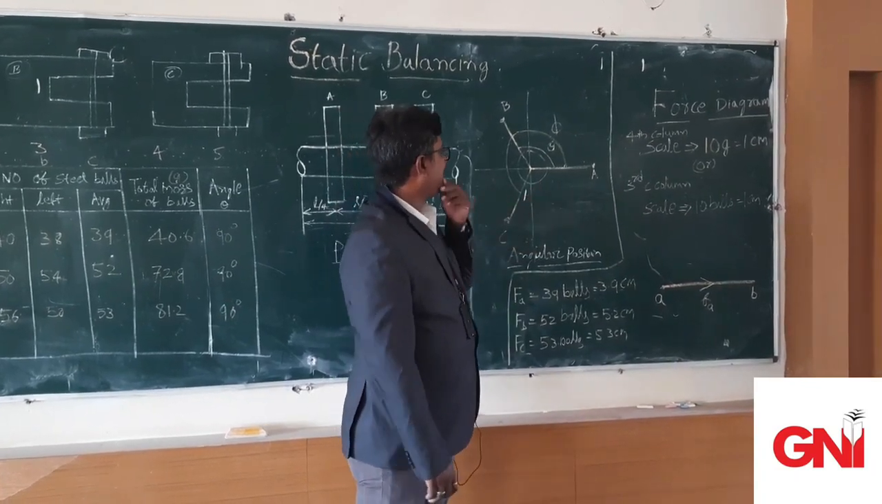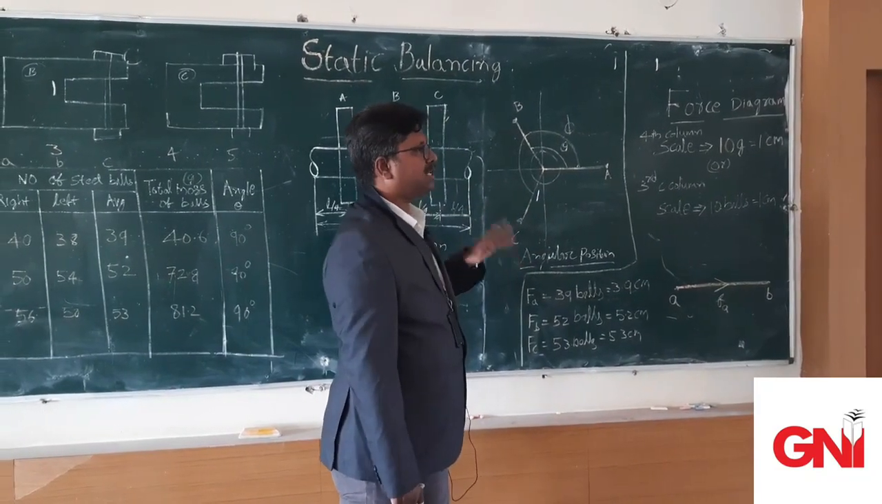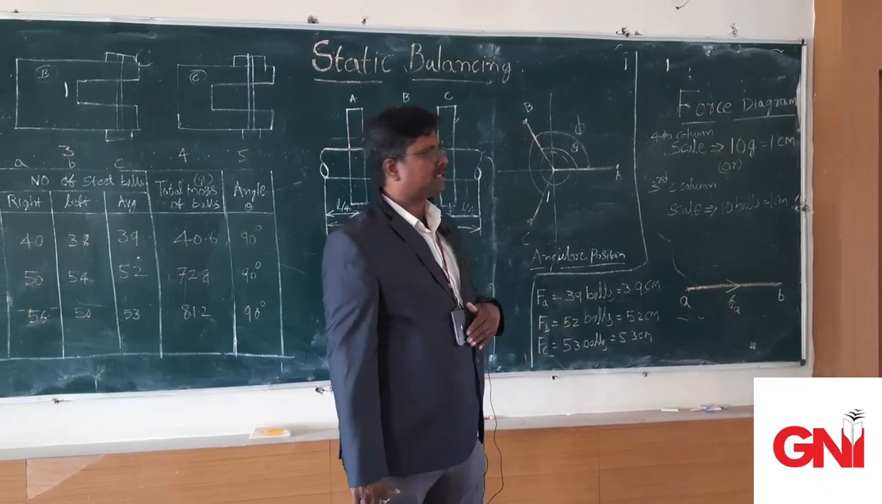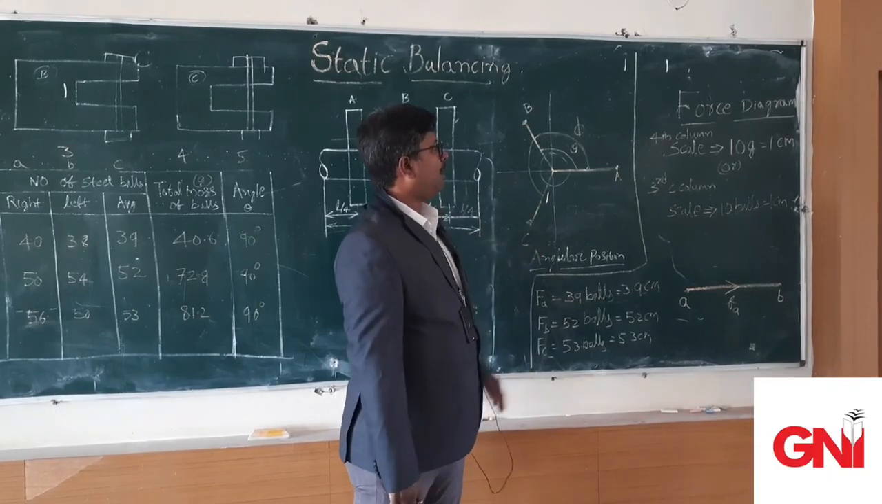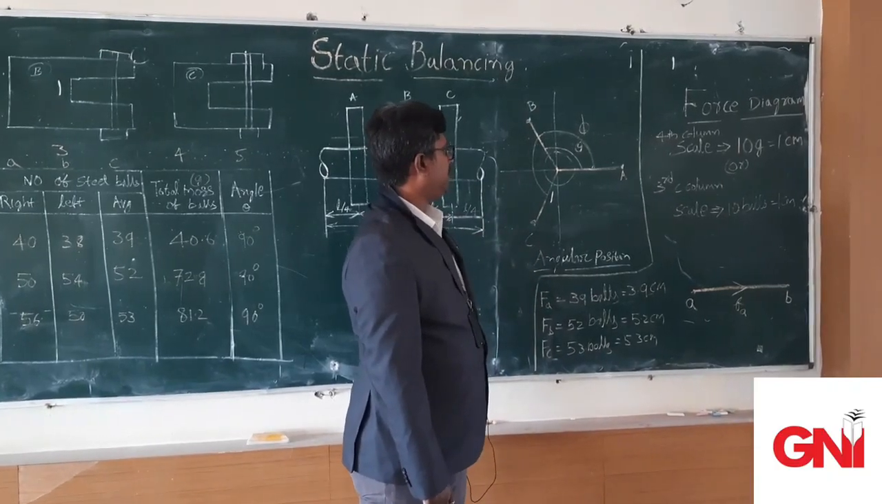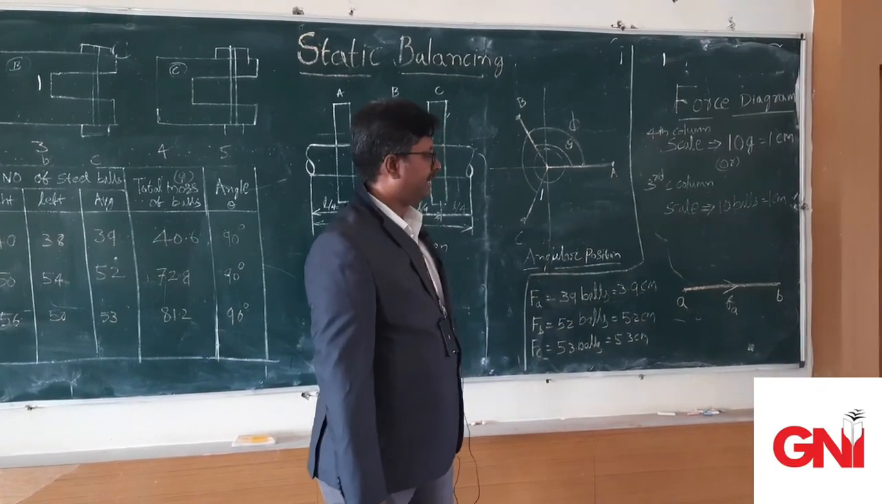Here, the first mass is initially assumed horizontal. With reference to the A mass, I am going to balance the B mass and C mass. How am I going to balance the A mass, B mass and C mass? With the help of this force diagram, we can see now.